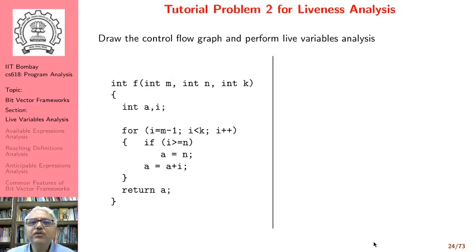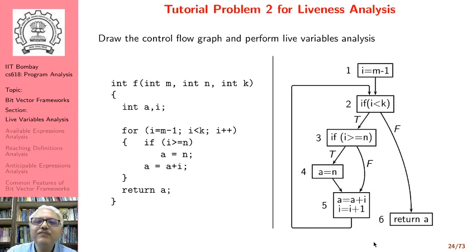So here is another tutorial problem for liveness analysis, and I would like you to draw the control flow graph and perform liveness analysis over the control flow graph. So a certain C function has been given. If this had been a lecture in a classroom, I would have paused here for 15 minutes and allowed you to construct a control flow graph, but this is a pre-recorded lecture, so I have to proceed, and you already have the answer here, but I suggest that you try to construct this on your own and see that your answer matches the control flow graph that I have given.